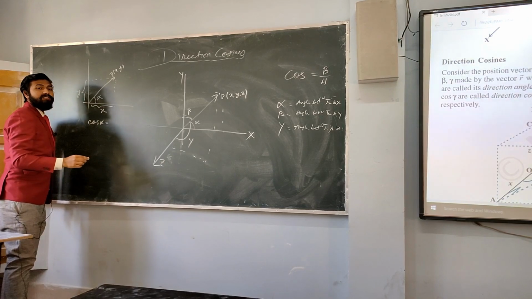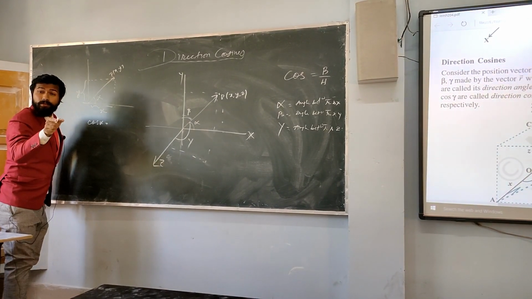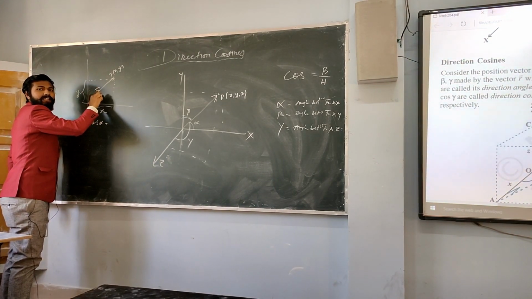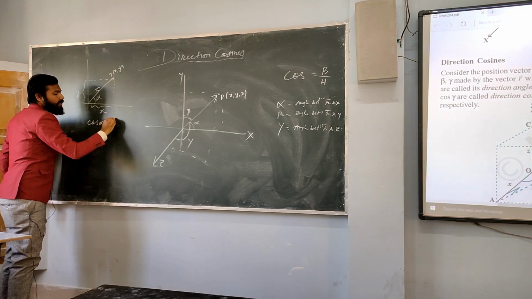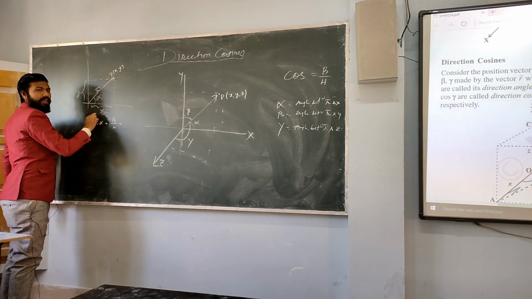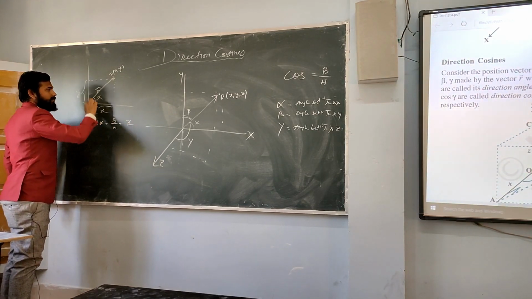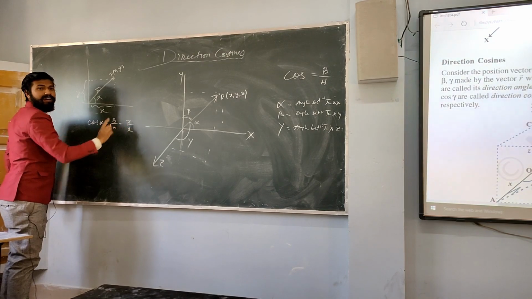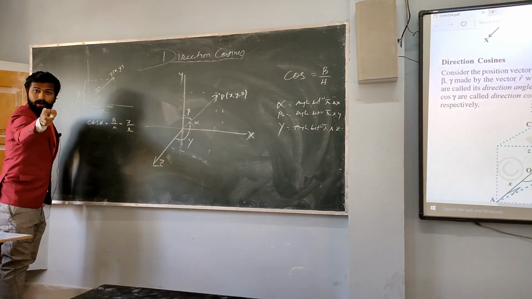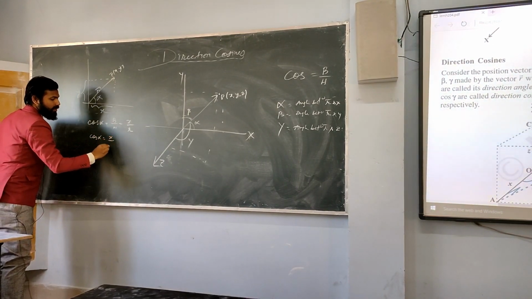Now if I say it is alpha, what is the value of cos alpha? We know the cos ratio is base by hypotenuse, and the hypotenuse is the resultant vector. So cos alpha is b by h. What is b for this angle? B is x. And the hypotenuse is r. So I can write cos alpha equal to x by r.